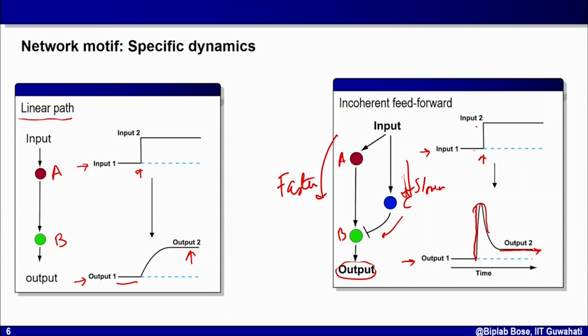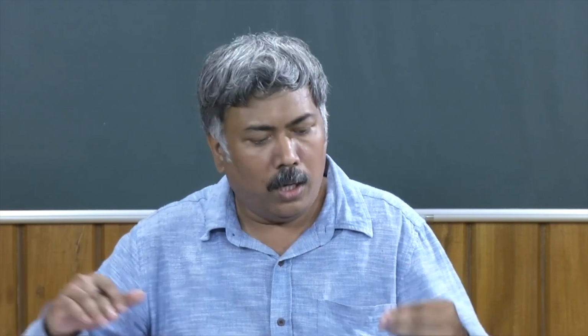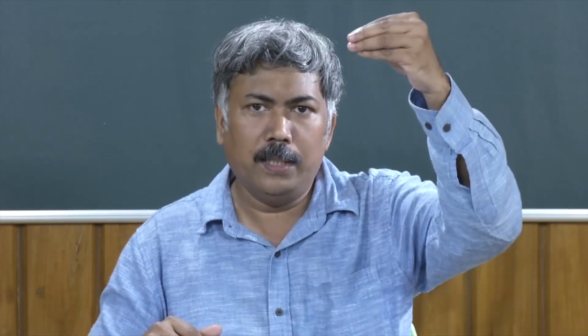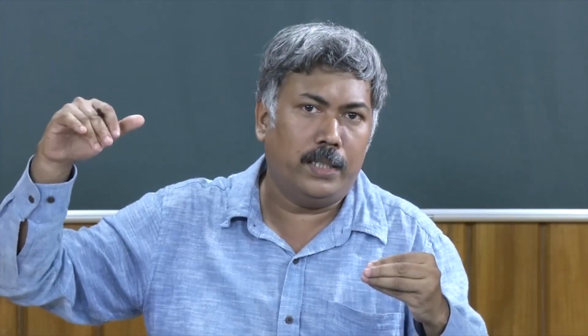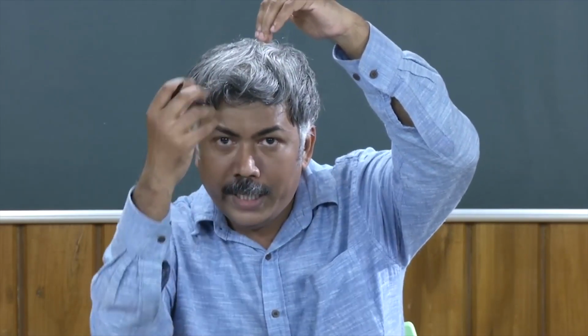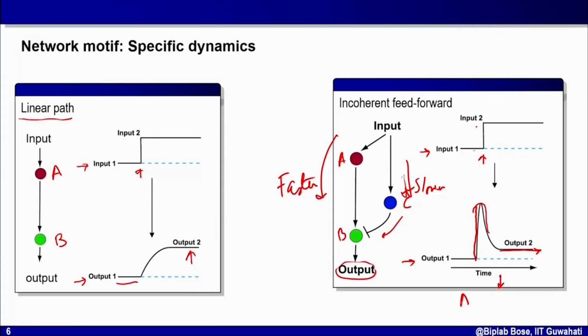So what is happening here? Actually, the system is adaptive. You have an input signal for which you have an output signal. All of a sudden, you have increased the input signal. If you have a linear path, then output will also get increased. But you don't want it. You want the output to remain close to what it was earlier. So if you have an incoherent feed-forward, then initially there will be a spike of output, and then the negative path will drag it down and it will settle at a lower steady state value. So this is typically nothing but adaptation.